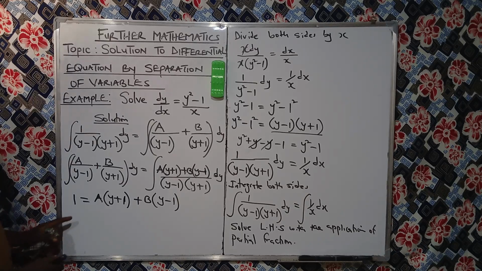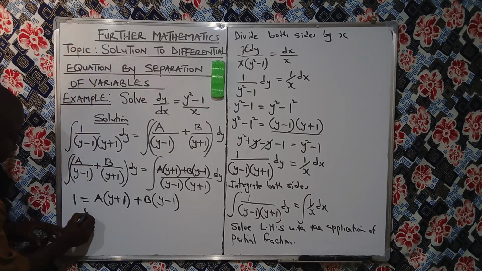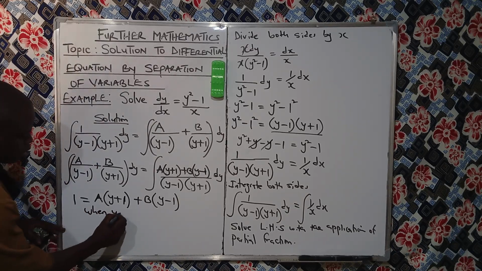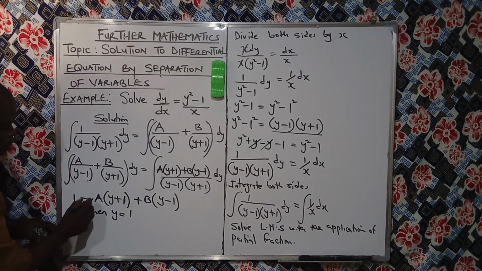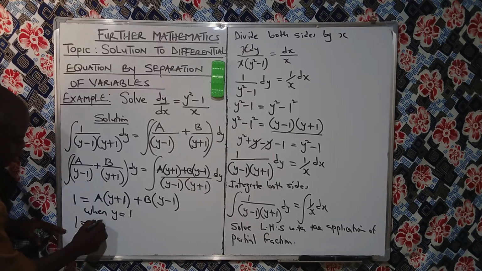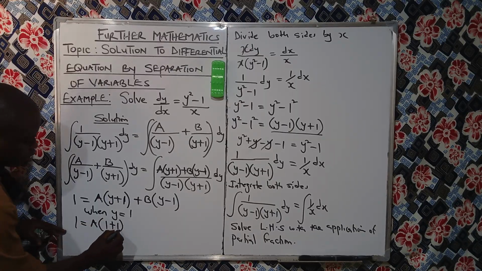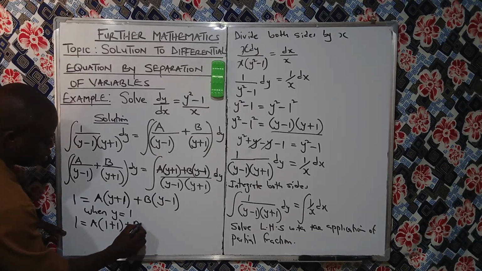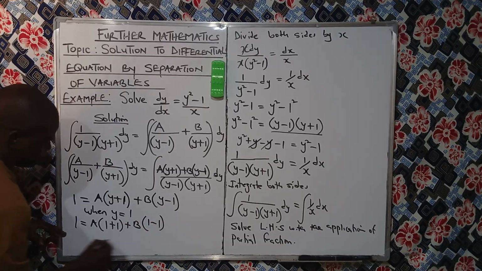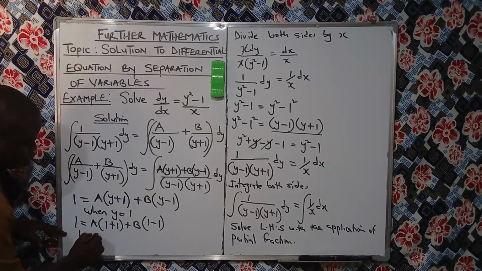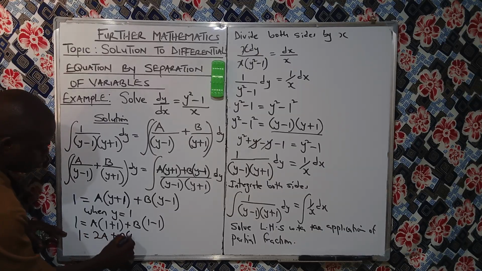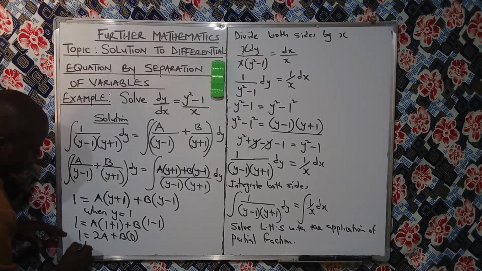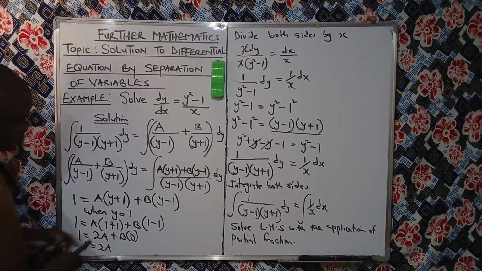Okay. Now let's solve it. When y equals 1, let's see what we have. 1 equals a into 1 plus 1 plus b into 1 minus 1. 1 equals a times 2, that's 2a, plus b into 0. So 1 equals 2a.